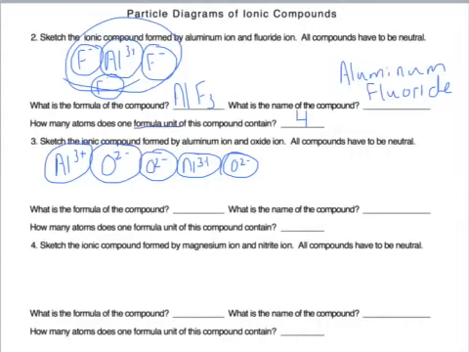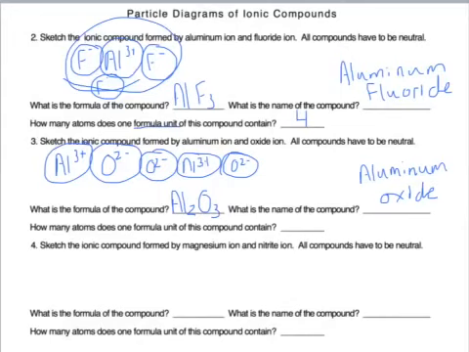The formula for this compound, remember your positive or the metal goes first. So Al, we have 2 of those. And then O, we have 3 of those. So Al2O3. The name of the compound would be aluminum oxide. Okay, let's do another one.